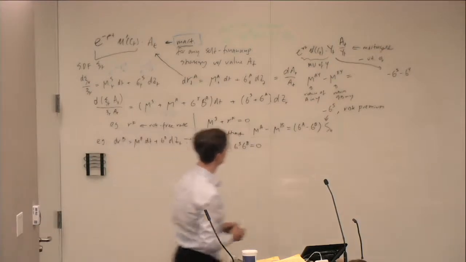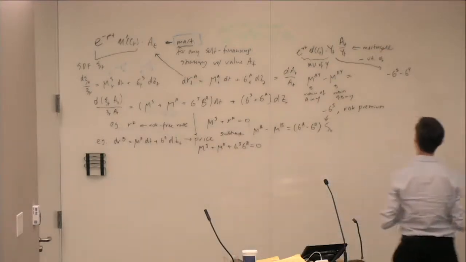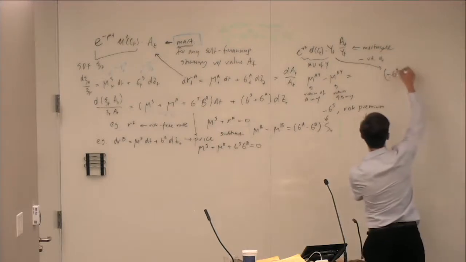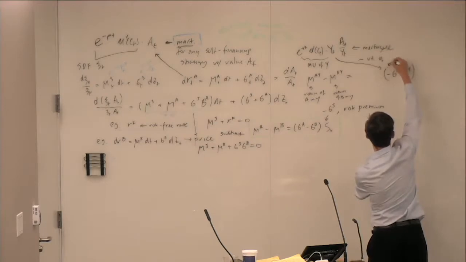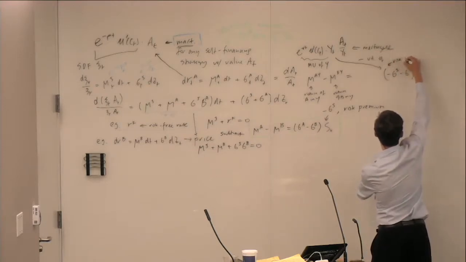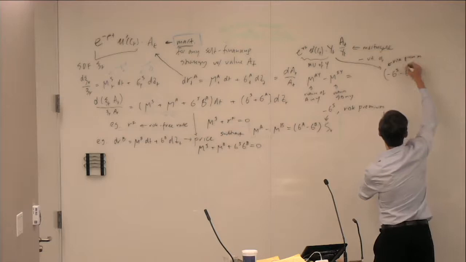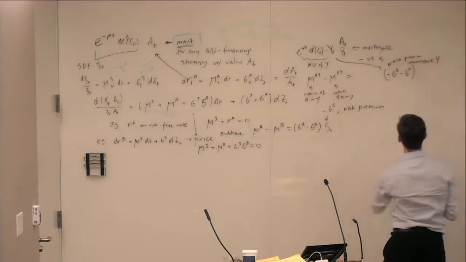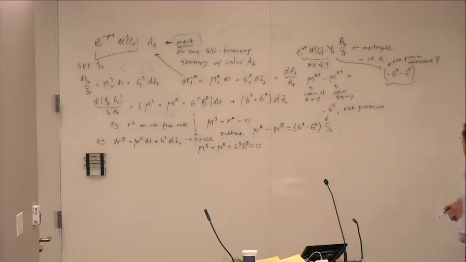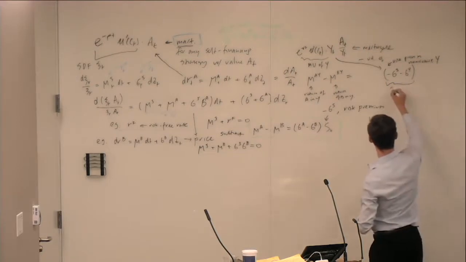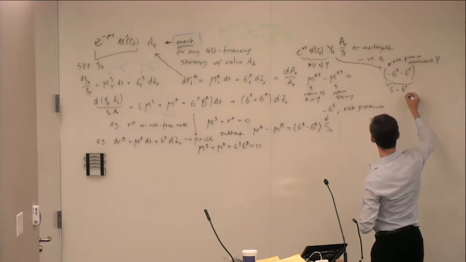But this is the risk premium in numeraire Y, and this difference is, of course, the old risk premium minus sigma_Y, right?